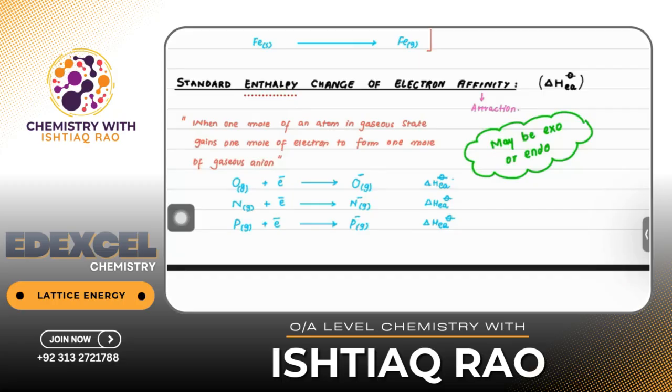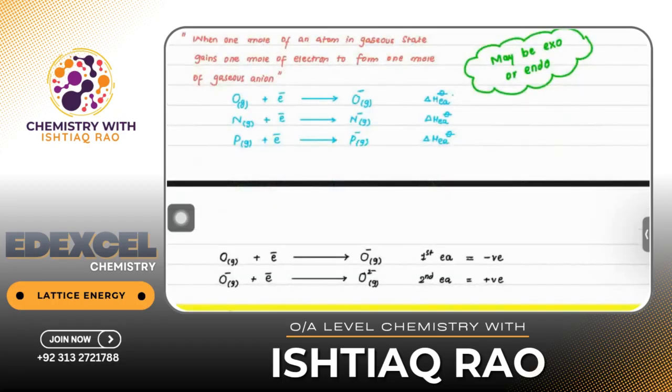But what if oxygen is going to gain a second electron? When it has gained the first electron, it got a negative charge. What if it's going to gain another electron, the second electron? Since they both have negative charge, as we know, like charges are going to repel each other. In order to overcome the force of repulsion, you have to provide energy.